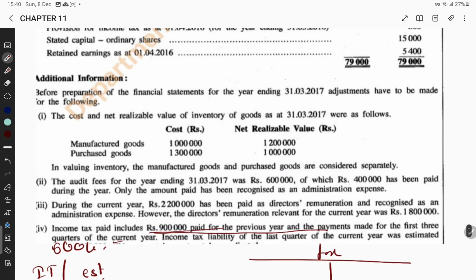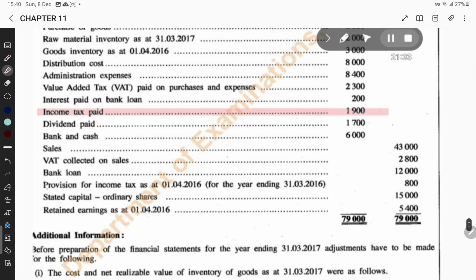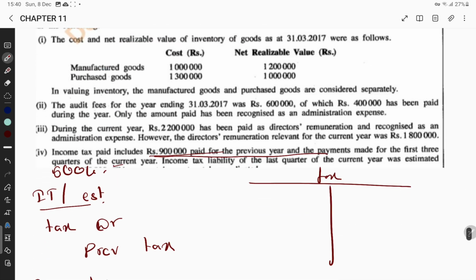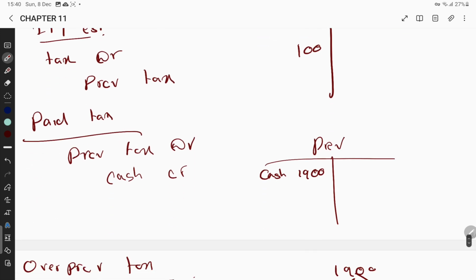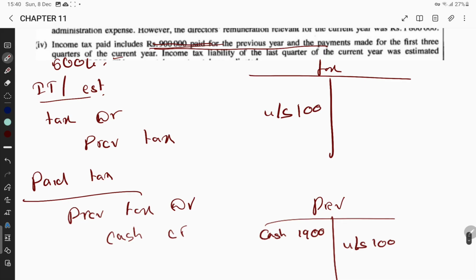If you take a look at your trial balance, your provision for income tax is 800,000. Based on last year's estimation, we estimated that we had to pay only 800,000, but this year we paid 900,000. So last year I provided 800 and paid 900, which means I have underestimated by 100. For the underestimate, your tax account will get debited by 100,000 and the provision for tax account will get credited by 100,000. Provision for tax brought forward is 800,000.